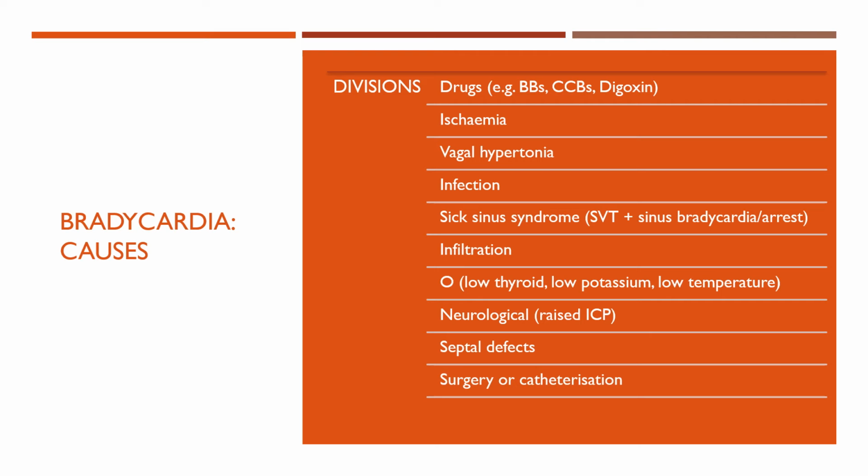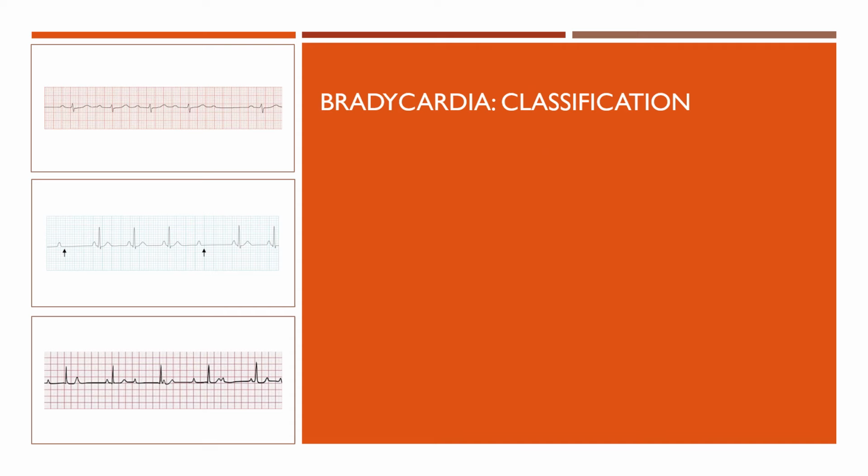And I like to remember this as divisions. So drugs, particularly beta blockers and calcium channel blockers, ischemia, so myocardial infarctions, vagal hypertonia, infection, sick sinus syndrome, infiltration. O I remember as low, so low thyroid, low potassium and low temperature. Neurological, so raised intracranial pressure, septal defects and surgery or catheterization of the heart.